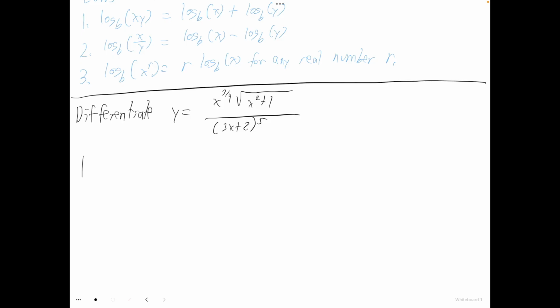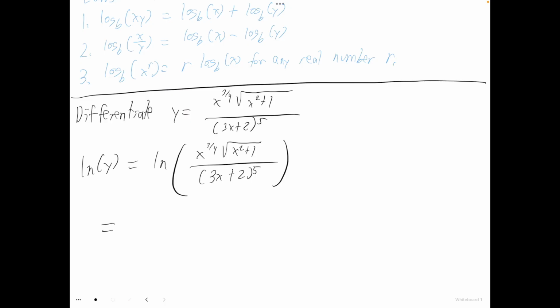And so we're going to take ln of both sides. So we've got ln of y equals ln of x to the 3/4 square root of x squared plus 1 divided by 3x plus 2 to the 5th. And so now the left-hand side is just ln of y, which we can compute the derivative of very easily. But we can simplify the right-hand side using log properties.